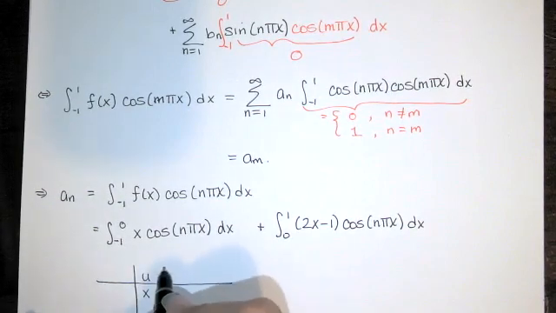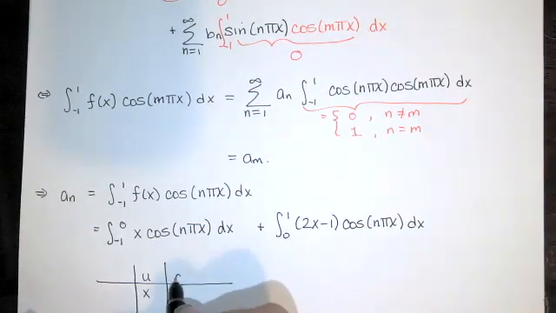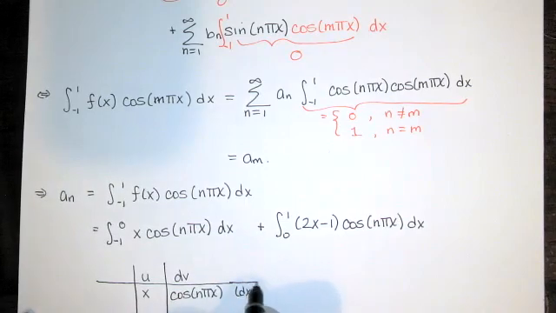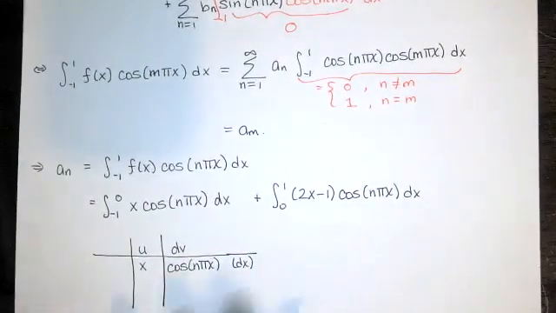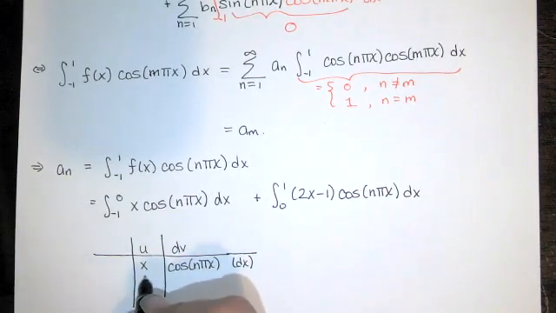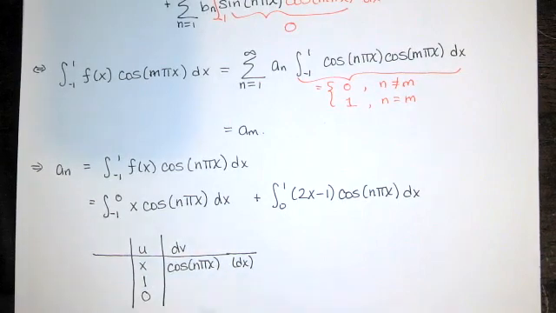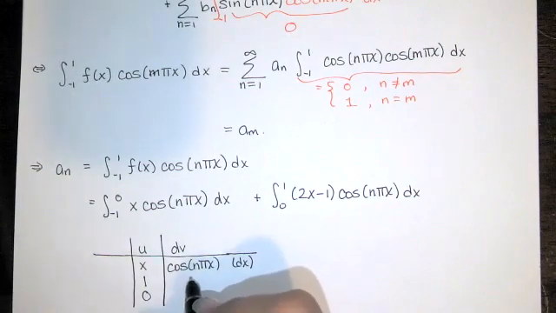U is my polynomial. dv is everything else. Sort of ignore that dx. I often write it in parentheses for that first line, but typically we just ignore it when we're using tabular. Differentiate until you get 0. Derivative of x is 1, derivative of 1 is 0. Anti-differentiate until you catch up with the 0. So you want both columns to have the same number of rows.